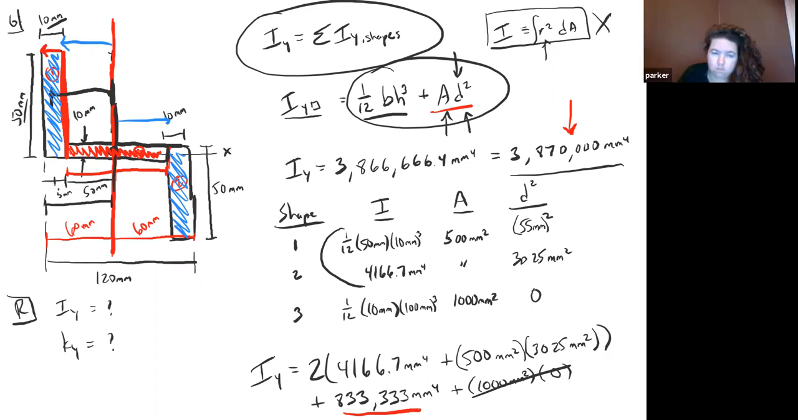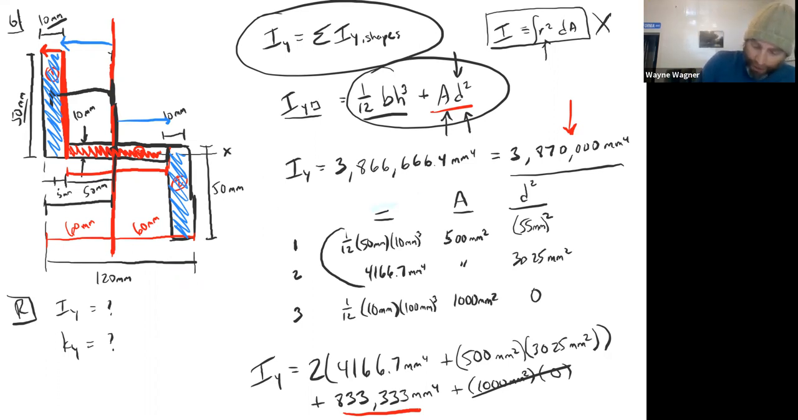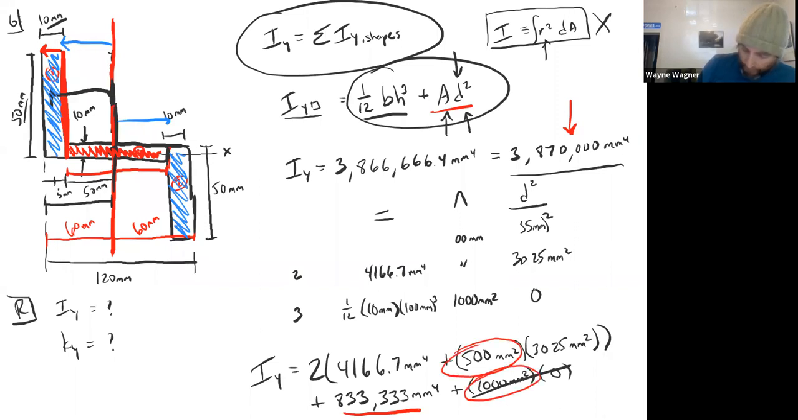Okay. And then for this k y, the radius of gyration, I'm going to delete all this. The nice thing about the radius of gyration is that once you get, what was the areas here? So we've got this number and we've got this number. The total area of this thing is 2 times 500 plus 1,000. So it's 2,000 millimeters squared. So we do need that number.